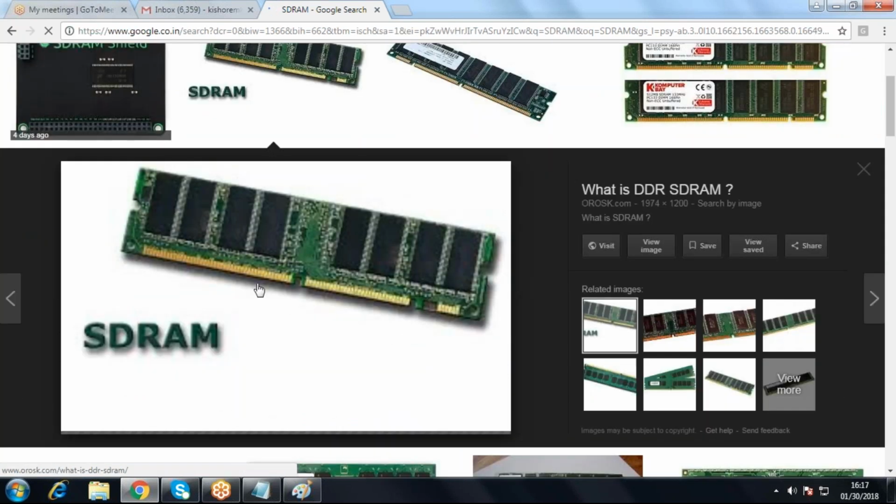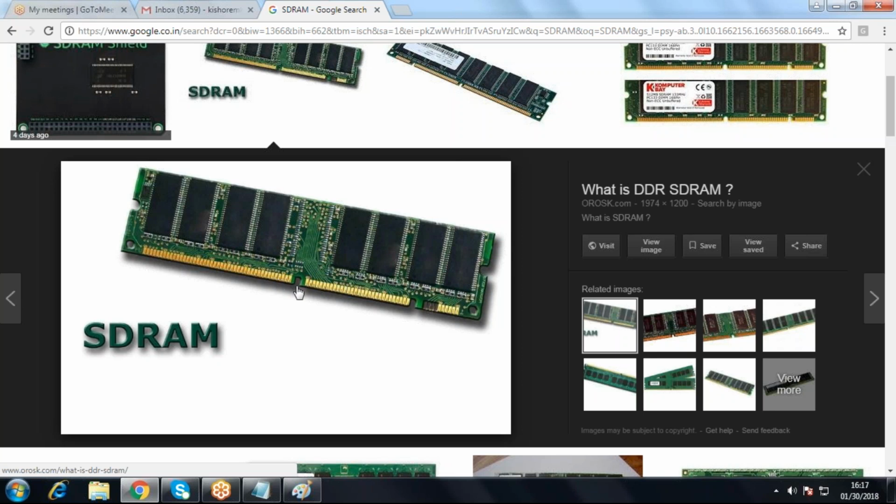See, this is SDRAM. It is to the left side, and this is the middle. These are the memory chips, and these are the pins. We use three things here to identify what type of RAM it is, or to differentiate the RAMs.